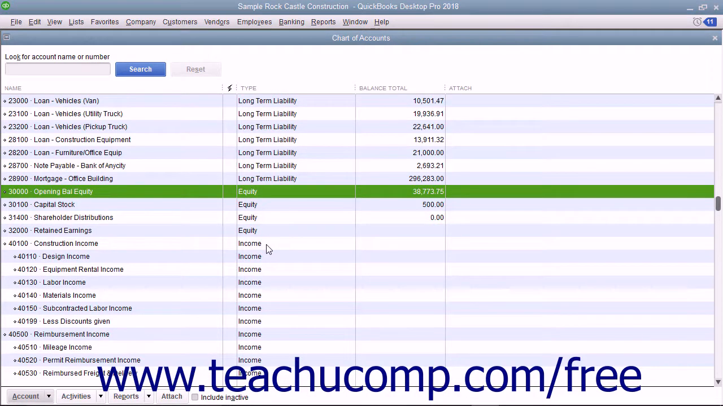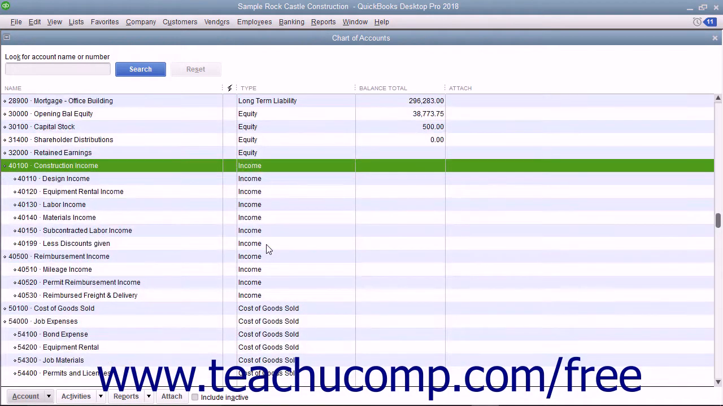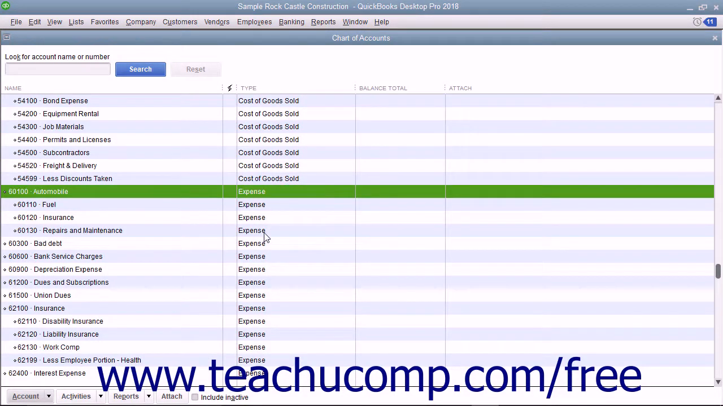Next, we'll look at the profit and loss statement accounts, or the income statement accounts. First, you have income accounts. Income accounts are used to track the income generated by your company. You also have expense accounts. Expense accounts are used to track where your company's money was spent.